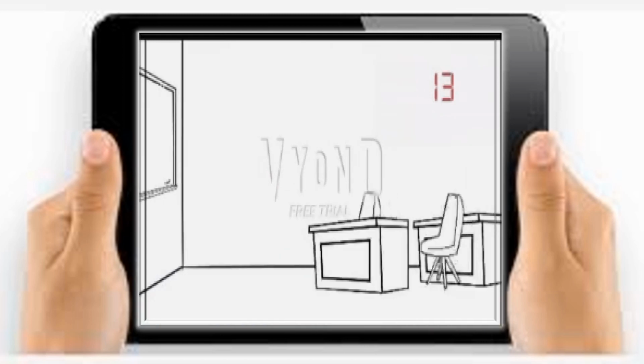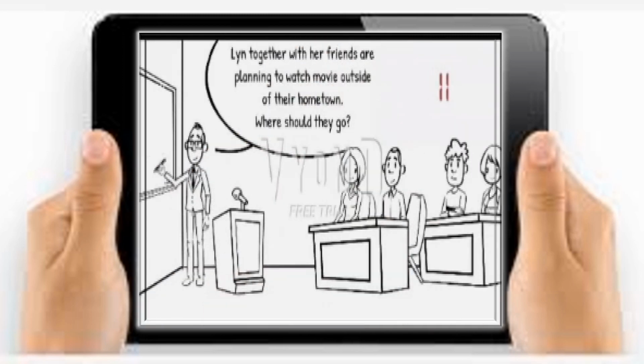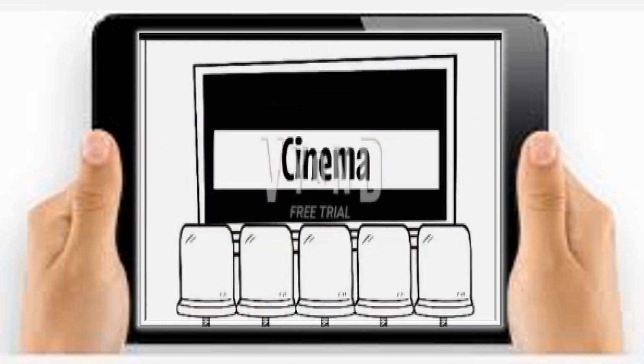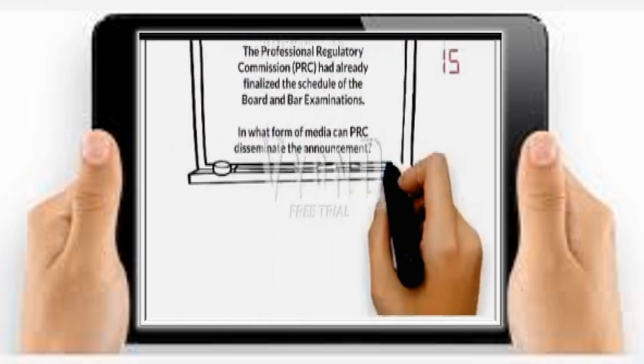Item number 2. Lynn, together with her friends, is planning to watch a movie outside of their hometown. Where should they go? If you say cinema, you are correct.